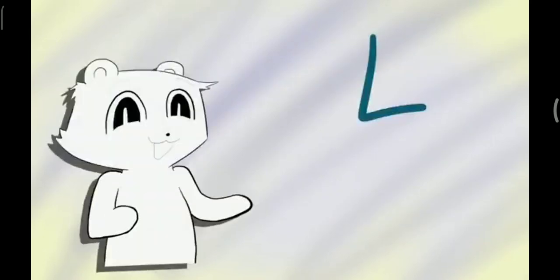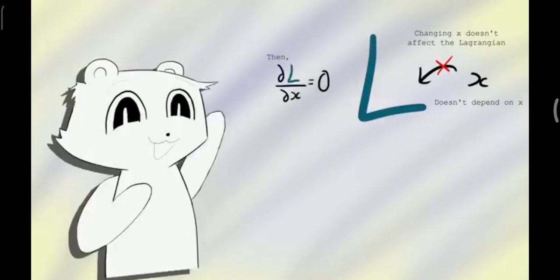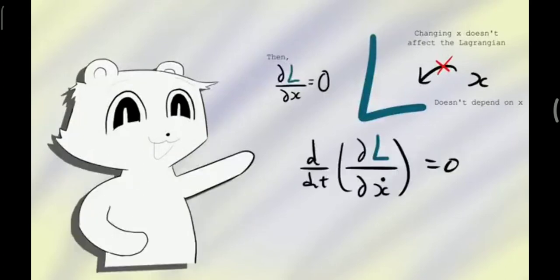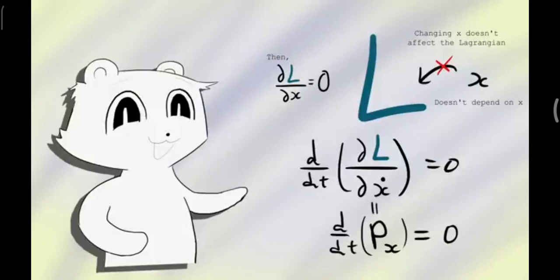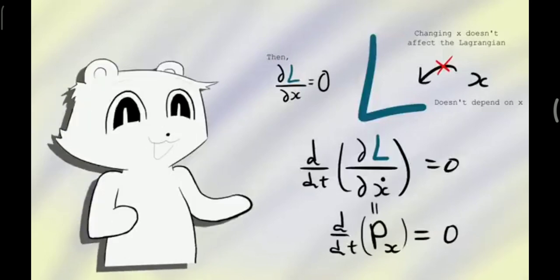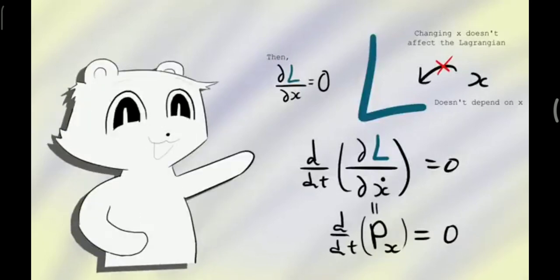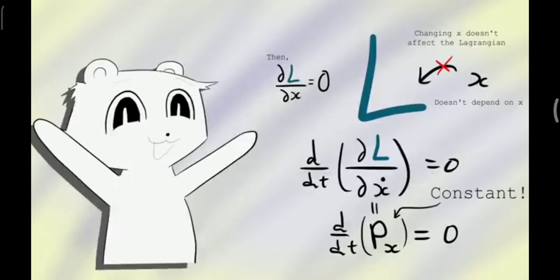Before we end, what happens if the Lagrangian doesn't have a variable in it? Well, then the partial derivative would be 0, and we're left with this. Looking carefully and seeing that this corresponds to momentum, and oh, if the Lagrangian doesn't have the variable x, then the momentum of x is constant.